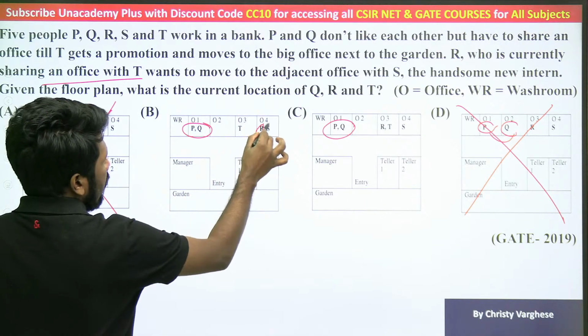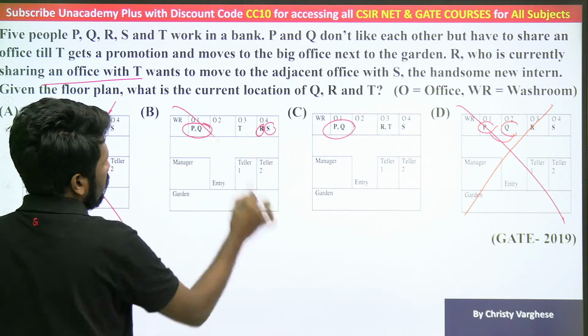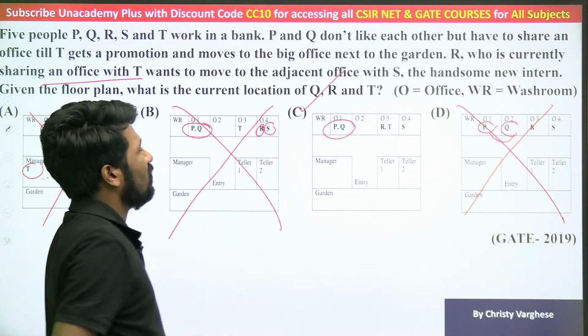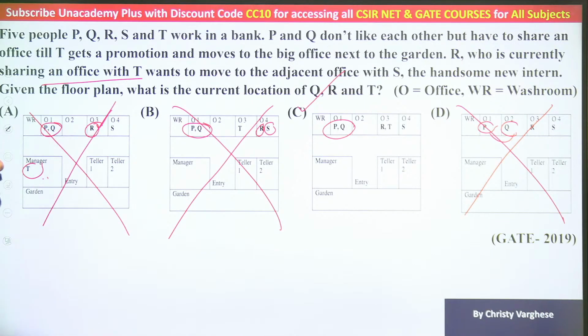And R and S are sharing office here. That is also not acceptable. R and T are sharing office. That itself finishes the question. Only option C satisfies that condition. So definitely option C is the answer.